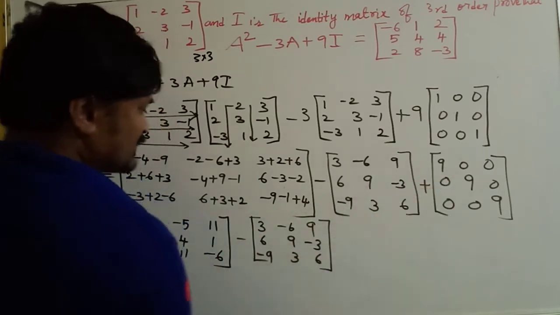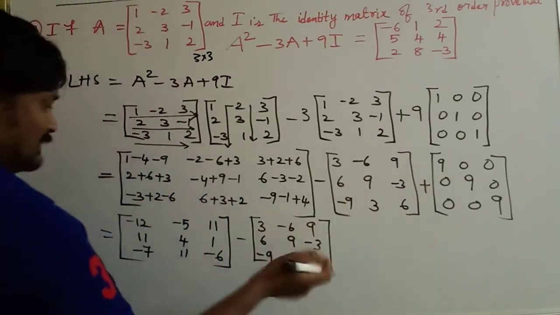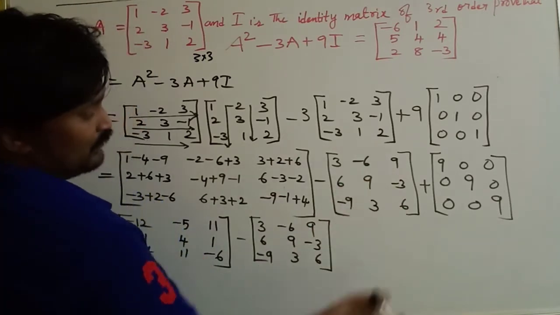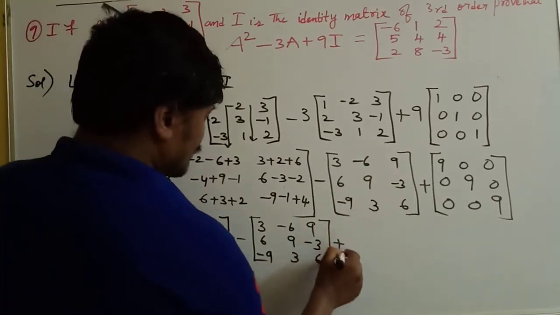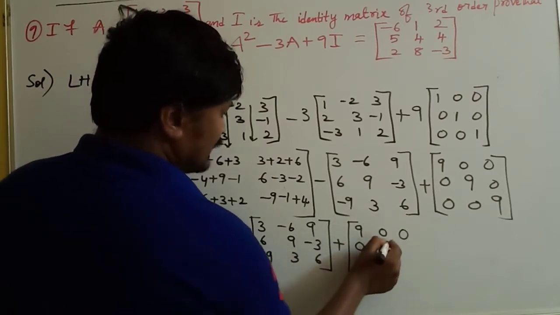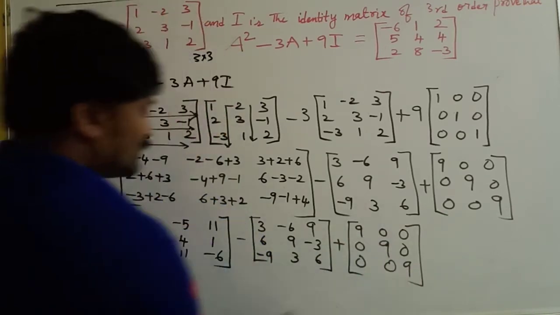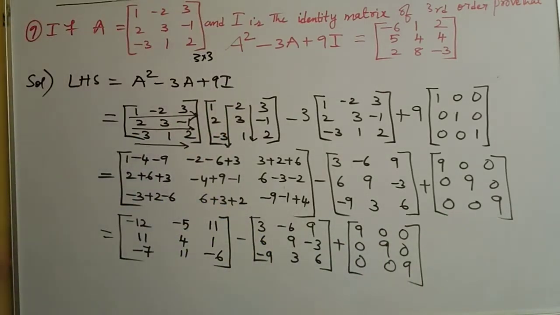And these both just add. Why to do it this way first? Okay, let me complete this part first and then we'll go for that. That will be better. So right here plus 9 0 0 0 9 0 0 0 9. Okay, so up to this step I hope you all understood.